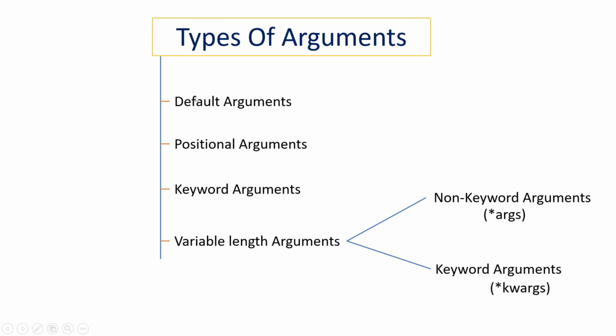There are basically four types of arguments present in Python. The first one is default arguments, then positional arguments, keyword arguments, and variable length arguments. Variable length arguments are further divided into two types: non-keyword arguments, that is *args, and keyword arguments. Now we will see all the arguments one by one, so let's start with default arguments.